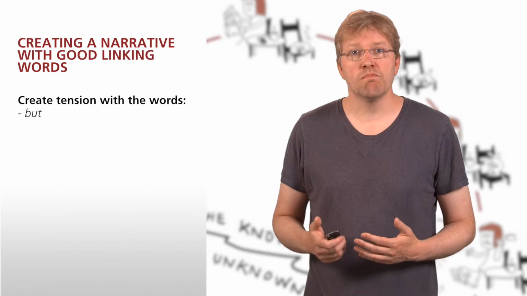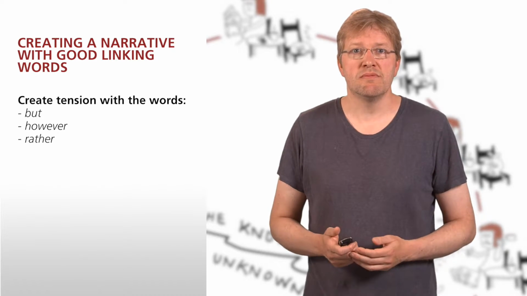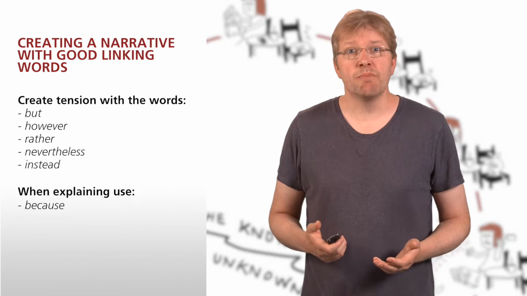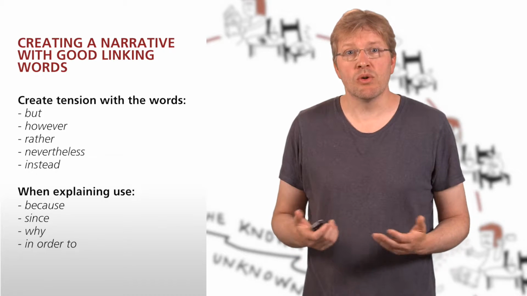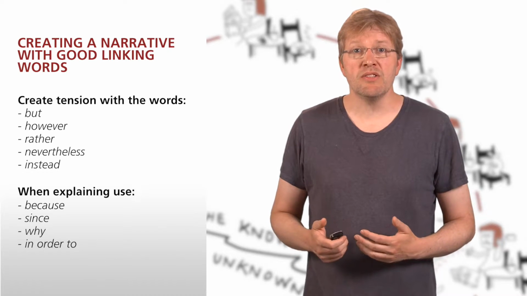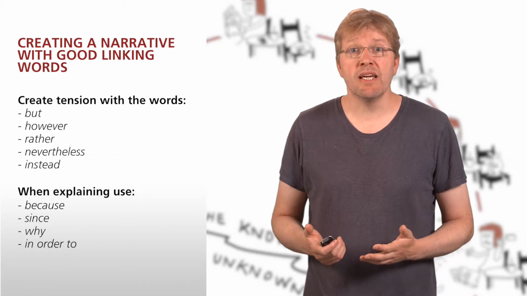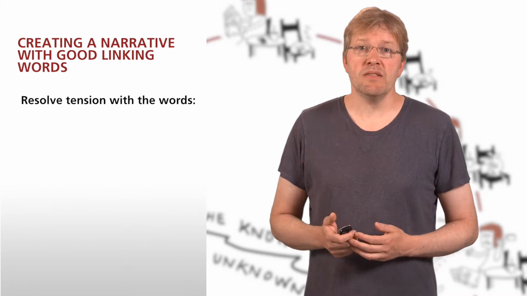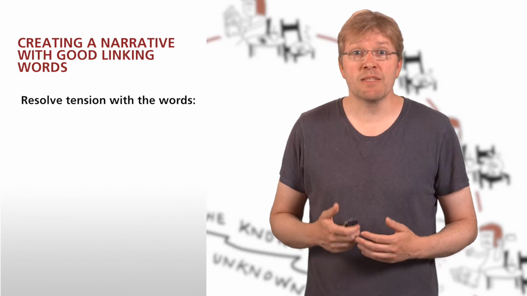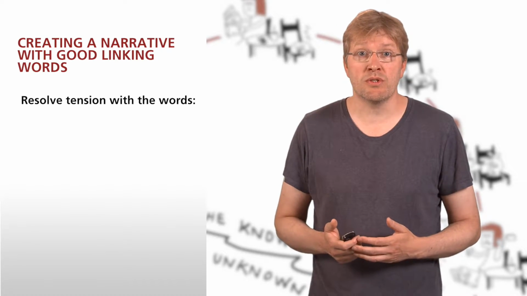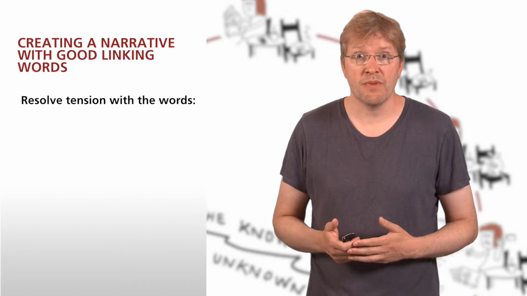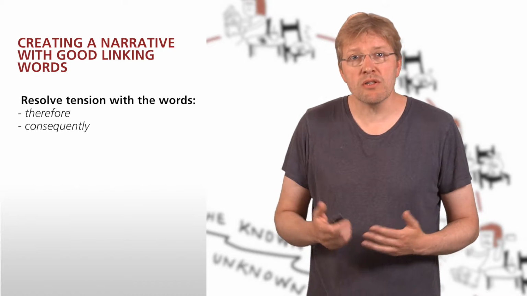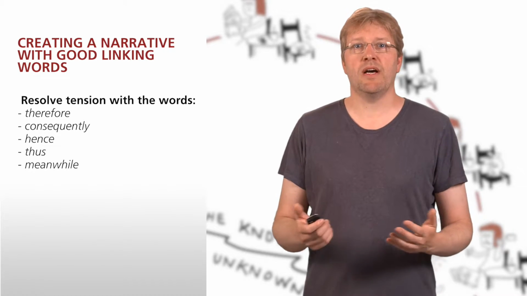Then you use words like but, however, rather, nevertheless, instead. Or when explaining, you use words like because, since, why, in order to. With these contradicting or explicating linking words, you create a tension which needs to be resolved. This can be done by concluding or by explaining the effects of putting the words together in the first place. The typical linking words for this third step would be therefore, consequently, hence, thus, meanwhile.